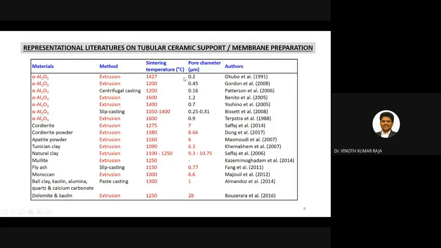So from this literature study, the ongoing research on ceramic membranes is targeted at fabricating the membrane with low cost material, lowering the sintering temperature to at least less than 1000 degrees centigrade, and finding a simple and cost effective technique, and also the pore size should be in the sub-micron range. It should not be a higher pore size.